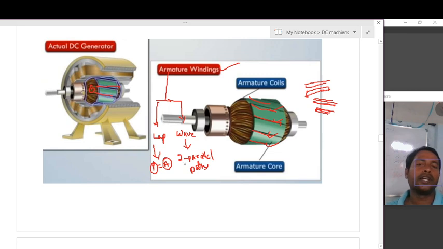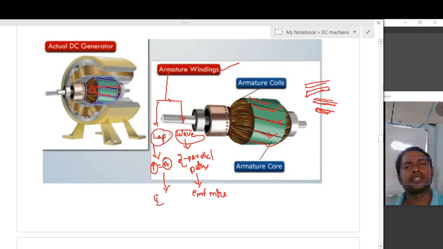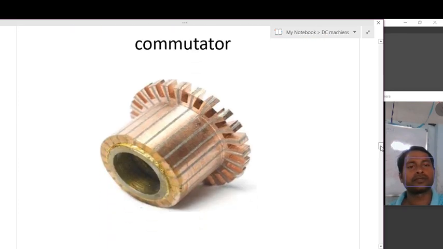And in the wave winding, the EMF will be more. If you want more voltage, we should use wave winding. If you want more current, we should use lap winding. We can understand this in the winding procedure of the DC generator, so I will explain it later. And the next part of the armature is the commutator.